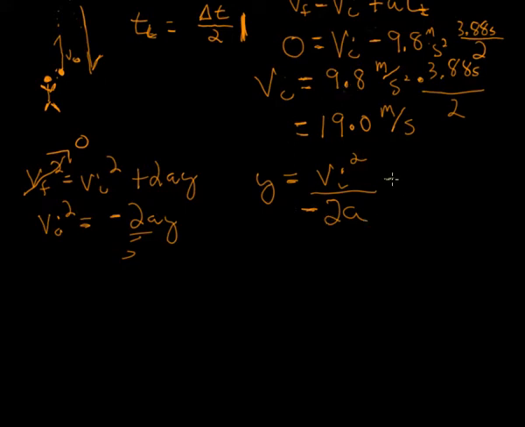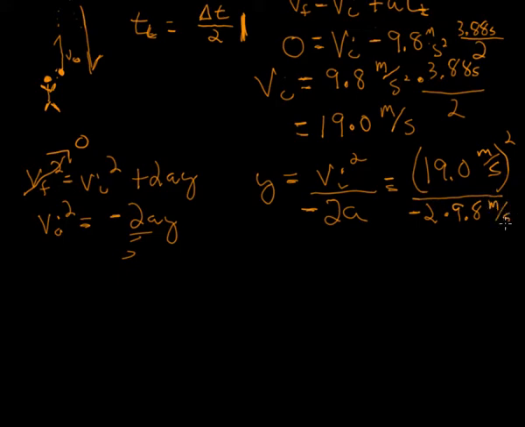But a is negative 9.8. So we're going to look at 19.0 meters per second squared, divided by negative 2 times 9.8 meters per second squared. So let's do this here. 19 squared divided by 2 times 9.8. Oh, and let me remember, this also has a negative sign, so we're going to get a positive number out. And we're going to get 18.4 meters.